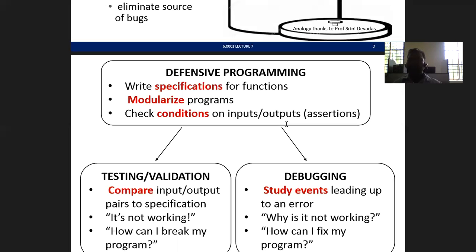The third point he said is to check conditions on inputs or outputs. Here we have to clearly mention what type of inputs and outputs we need. This is also very, very important. These three points are defensive programming, and they are very important. Even when you write your own academic projects, these are very important concepts you have to understand. See, I am saying again.